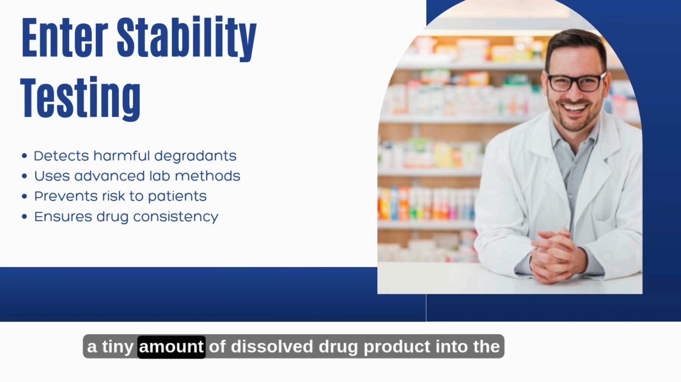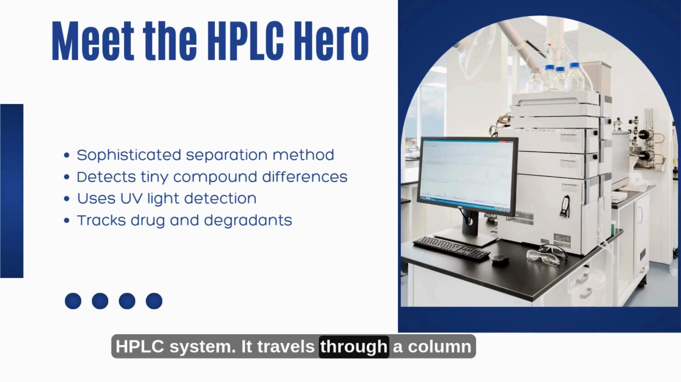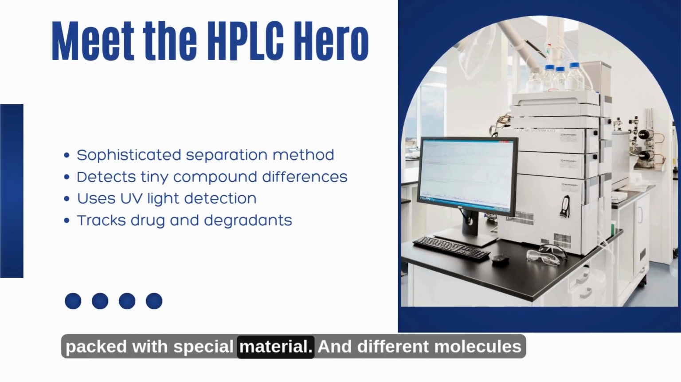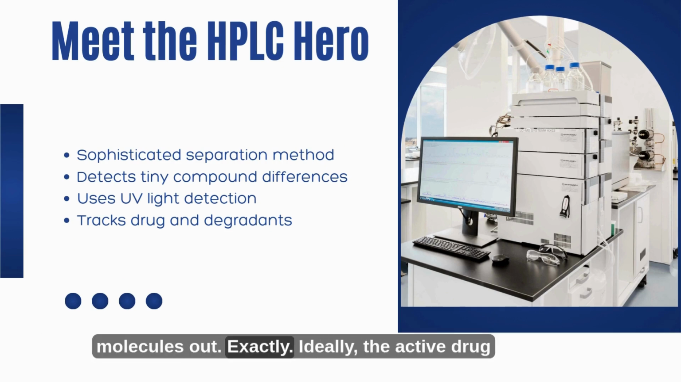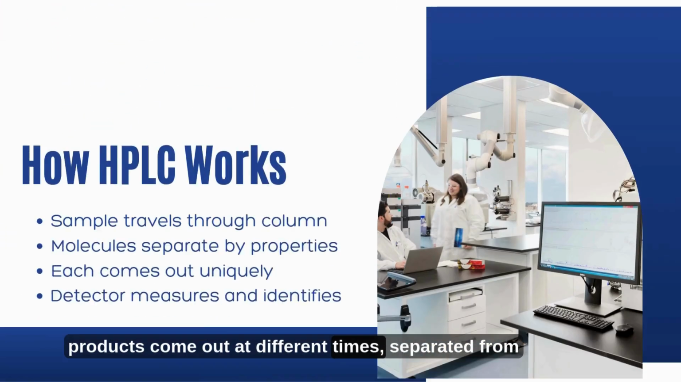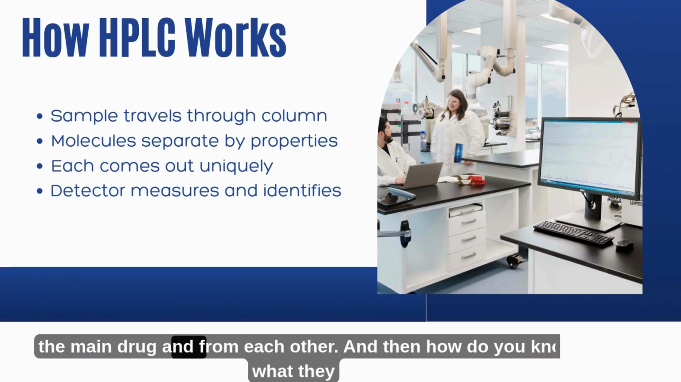You inject a tiny amount of the dissolved drug product into the HPLC system. It travels through a column packed with special material, and different molecules travel through at different speeds based on their chemical properties, size, polarity, things like that. Okay, so it sorts the molecules out. Exactly. Ideally, the active drug comes out at one specific time, and any degradation products come out at different times, separated from the main drug and from each other.